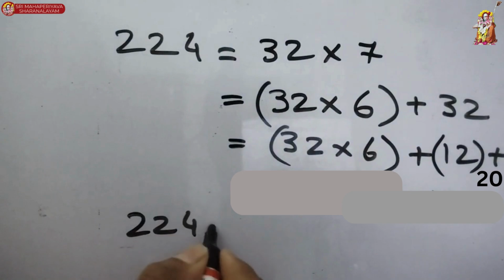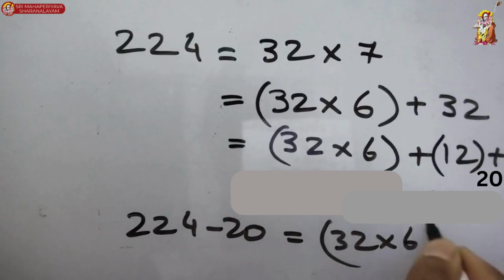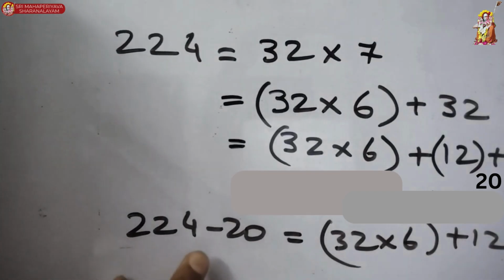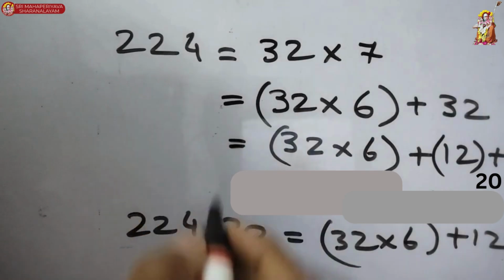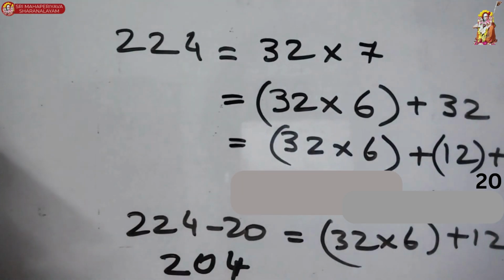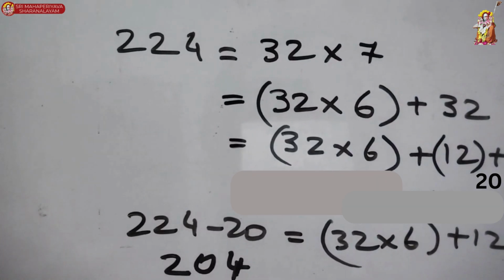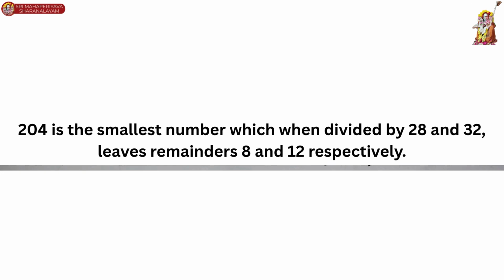So this is 224 minus 20 equals 32 into 6 plus 12. So this number 224 minus 20 also gives us 204. So both cases give us the same number as 204. So 204 is the smallest number which when divided by 28 and 32 leaves remainders 8 and 12 respectively.